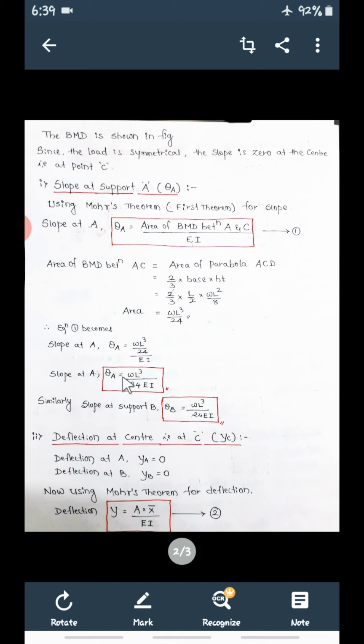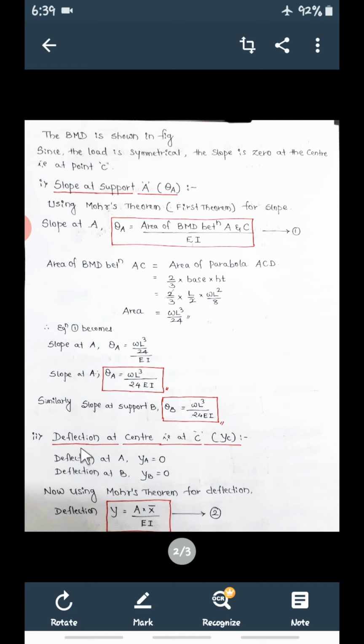So slope at A, theta A, is equal to WL cube divided by 24 EI. Since the load is symmetrical, theta A and theta B are the same. So slope at B, theta B, is equal to the same WL cube divided by 24 EI. This is slope at A, slope at B, and slope at C is 0.